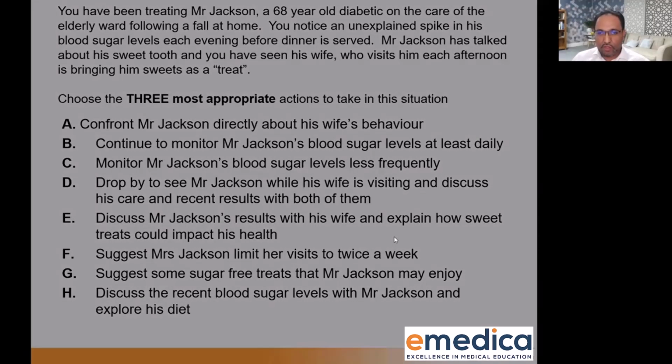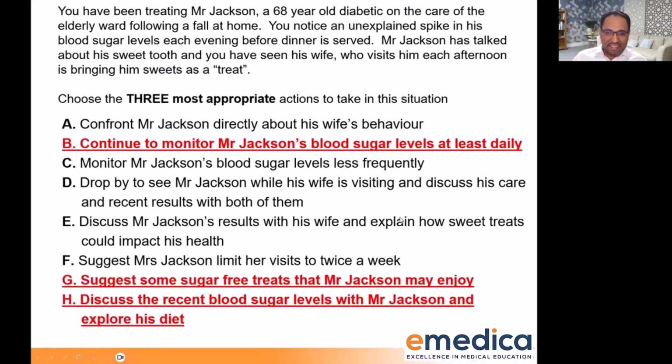The preferred response is B, G, and H. Okay, B, G, and H. Now, loads of you had H, quite a few of you had G, not that many had B. A lot of you either had D or E as your third option.